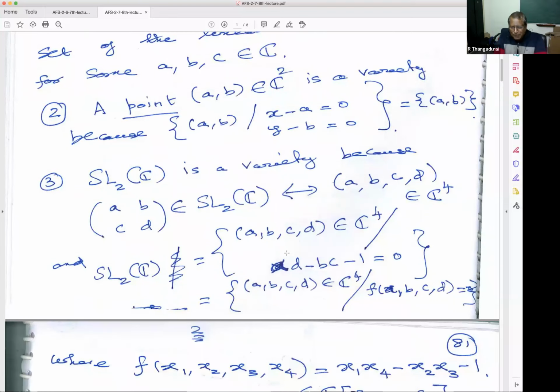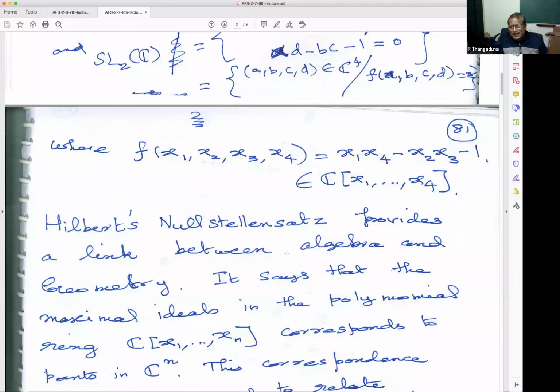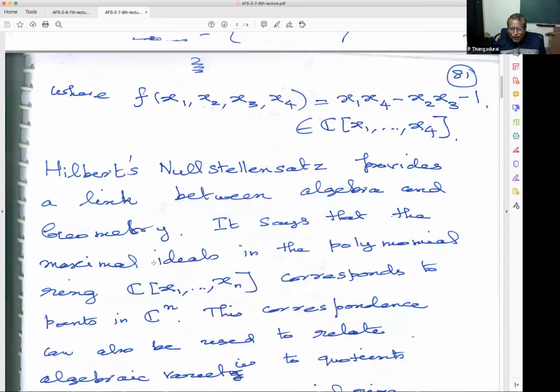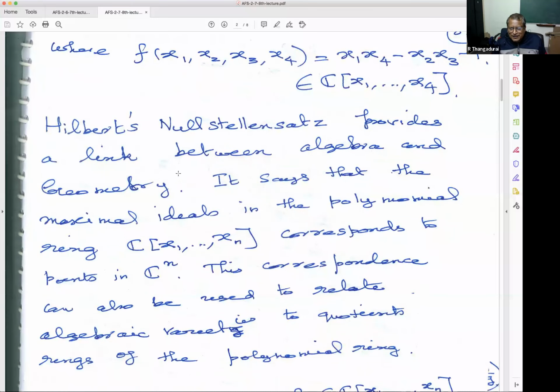Okay, Hilbert's Nullstellensatz provides a link between algebra and geometry. These are all geometric objects because each is a subset of C^n. Maybe we can use topology and geometric properties. But Hilbert's Nullstellensatz is just connecting these two objects. How? It says that the maximal ideals in the polynomial ring correspond to points in C^n. So first of all, Hilbert's Nullstellensatz only says that much.